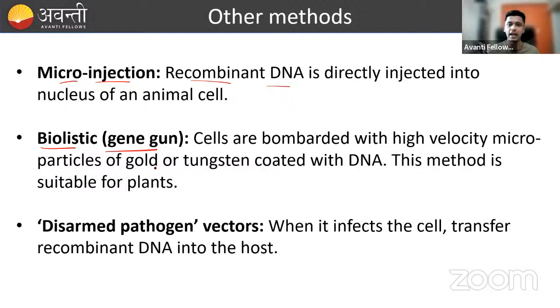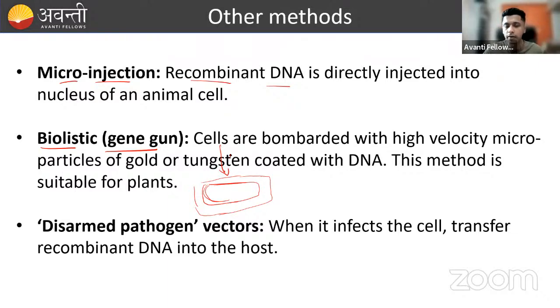Why? Because the cells are actually bombarded at a very high velocity. So what we do is make sure that our DNA is coated with tungsten, platinum or gold, which are very noble metals that do not react easily. Let us say you have plant cells. Basically we use plant cells for this because they have a very thick cell wall. So we bombard these cells at a very, very high velocity.